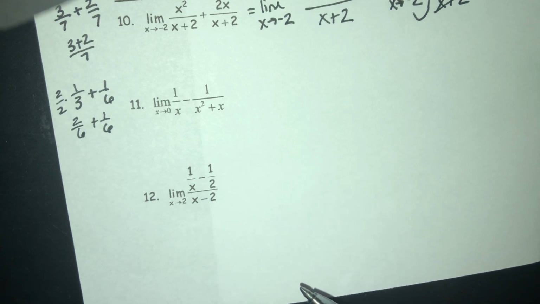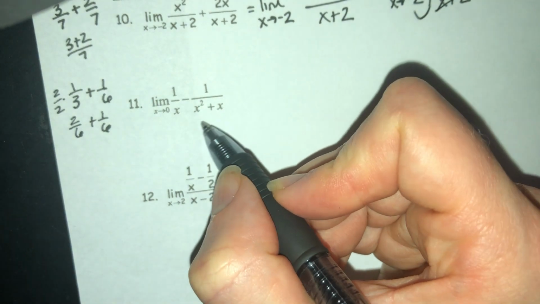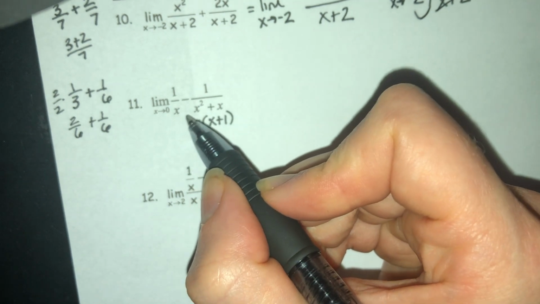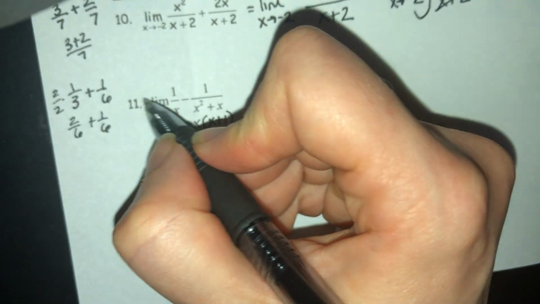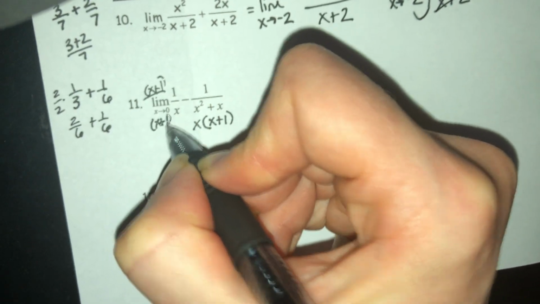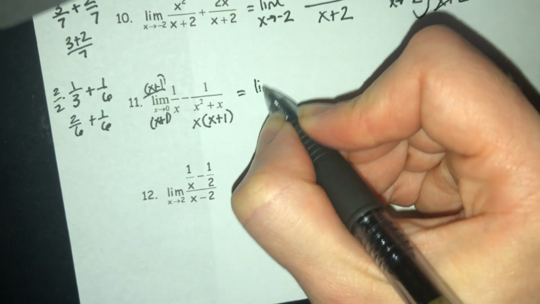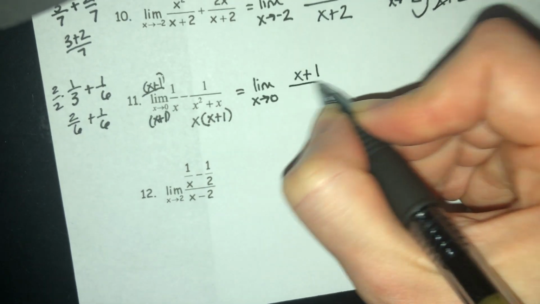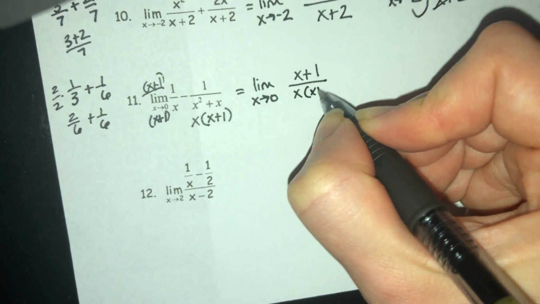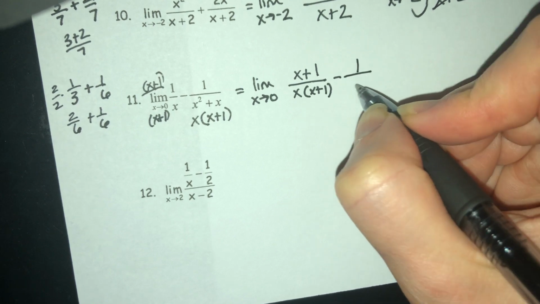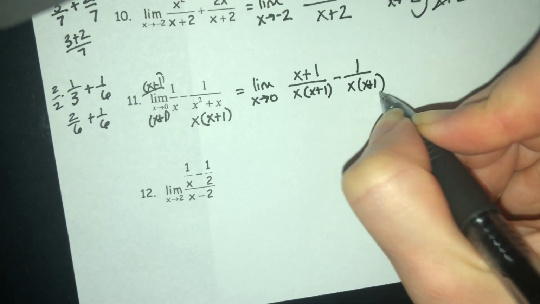So that's the plan. This denominator is x times x plus 1. And we have the x here, so the missing factor that it needs is an x plus 1 over an x plus 1. So we're going to say this is equal to the limit as x approaches 0 of x plus 1 over x times x plus 1, minus 1 over x times x plus 1.